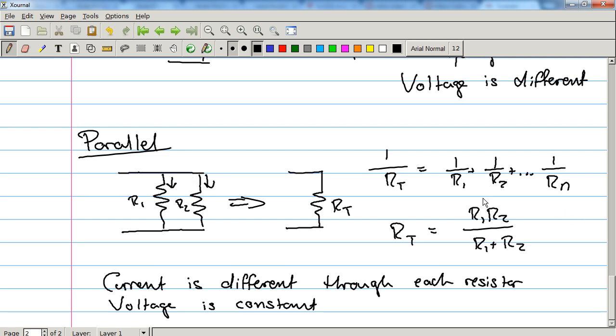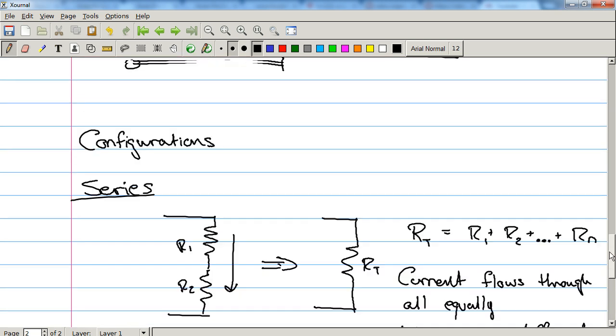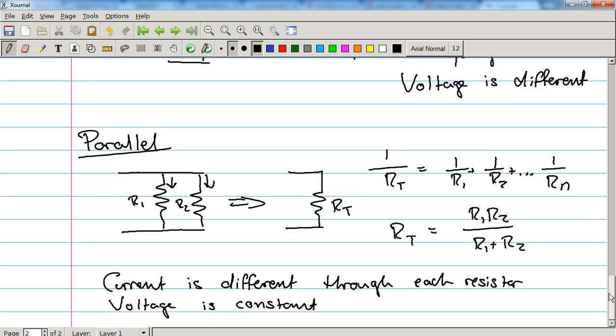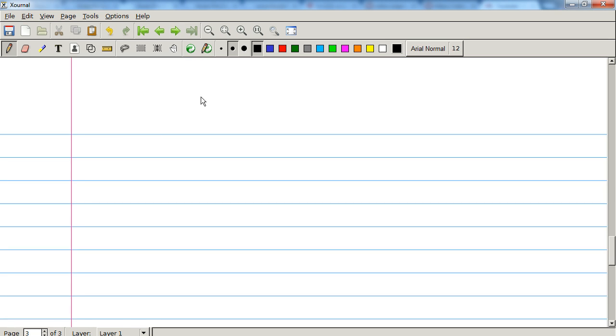Okay, so from this, by knowing series and parallel, you now know everything you need to start solving equivalent resistance problems, or basically taking a complex network of resistors and shrinking them down to just one. Okay, so let's start with a problem. So let's start with example number 1.